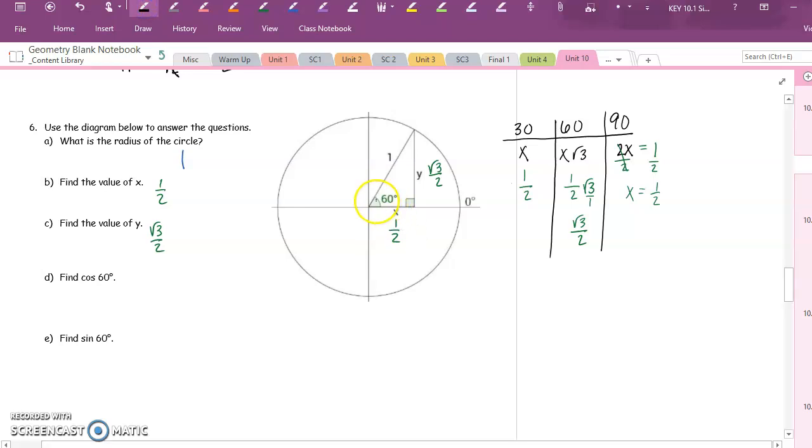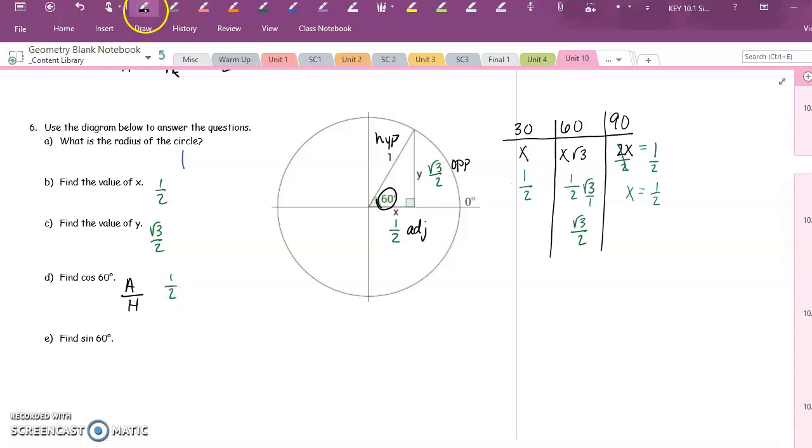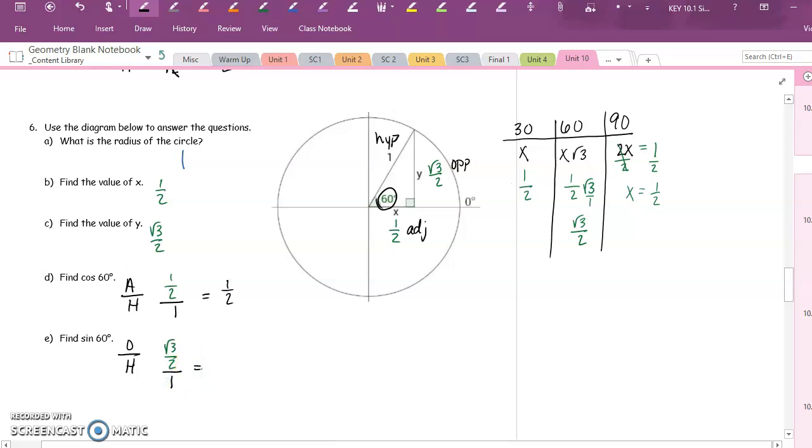So next one, since we have a reference angle of 60 here, we have our opposite, adjacent, and the hypotenuse. Cosine is adjacent over hypotenuse, so I'm going to take my adjacent side, which is 1/2, over the hypotenuse side, which is 1. Simplify, so we have 1/2. So the cosine of 60 degrees is 1/2. And then let's find the sine of 60 degrees. So we have opposite over hypotenuse. So I'm going to take my opposite side, which is square root 3 over 2, over my hypotenuse, which is 1. Simplify, so we have square root 3 over 2.